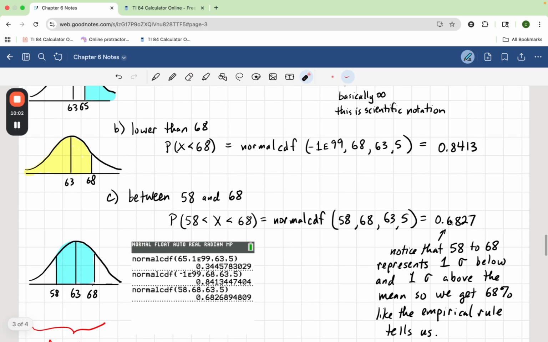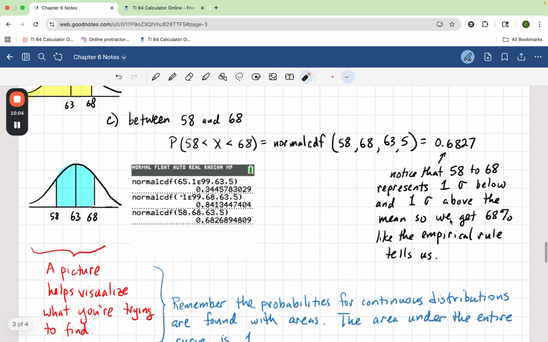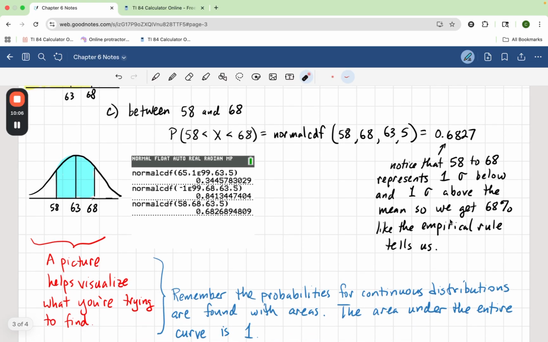All right. The last one, probability is between 58 and 68. Right there, you do the same thing. normalcdf, lower bound 58, upper bound 68 with the 63 and 5. You should notice 5 is the standard deviation. One standard deviation lower than 63 was 58. One standard deviation above 63 was 68. Guess what our percentage was?